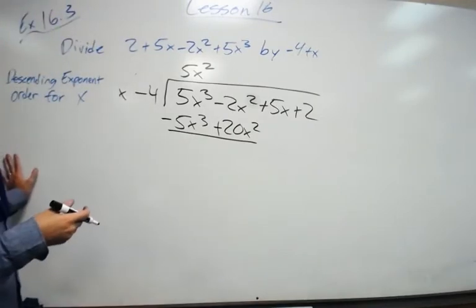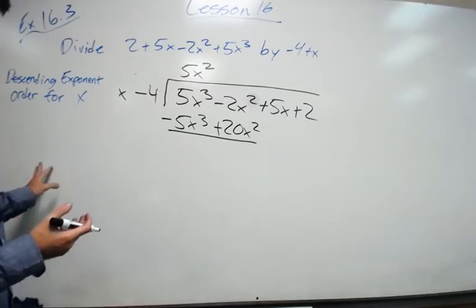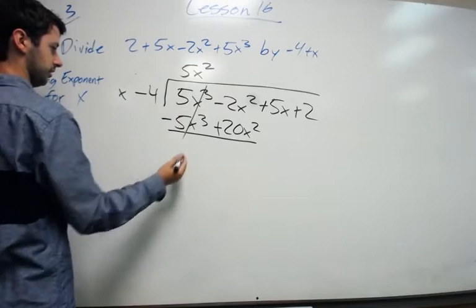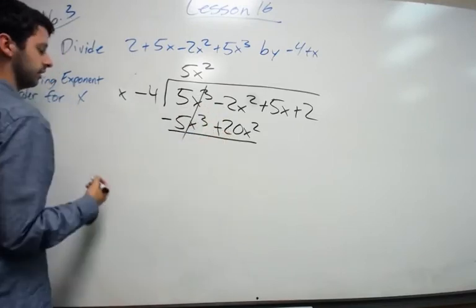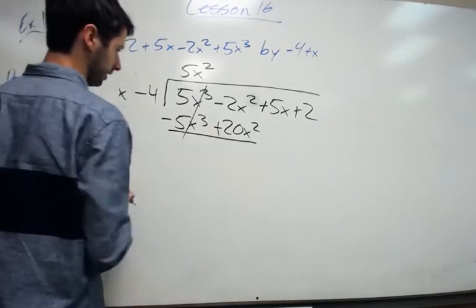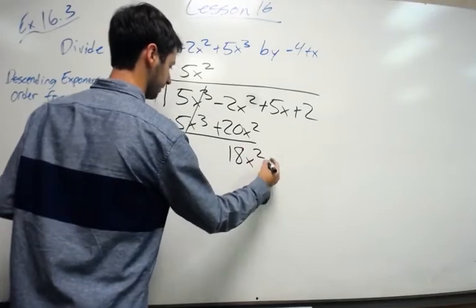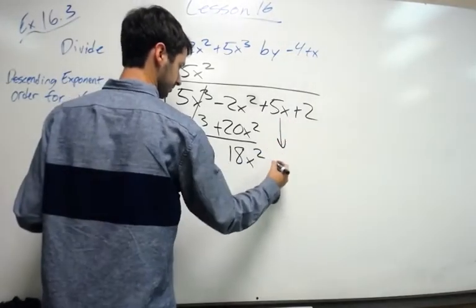If you change the signs, you do it to both of them. So now we have 5x cubed minus 5x cubed. Those cross out. -2x squared and 20x squared are like terms, so we can add them. 18x squared. Bring down the 5x, just like you would in long division.